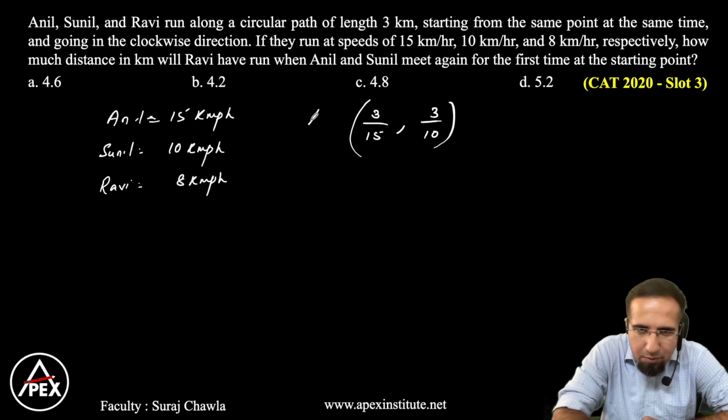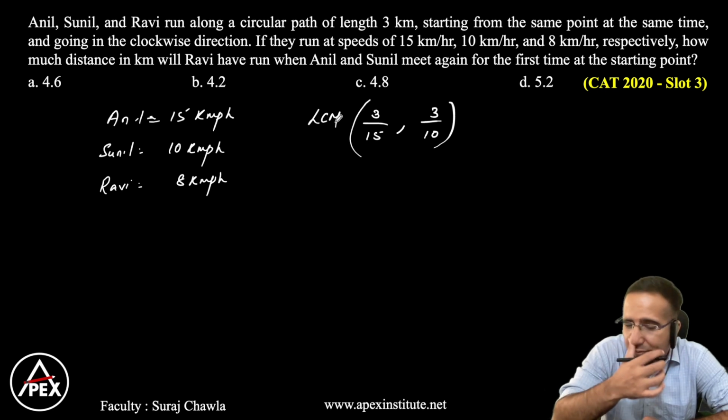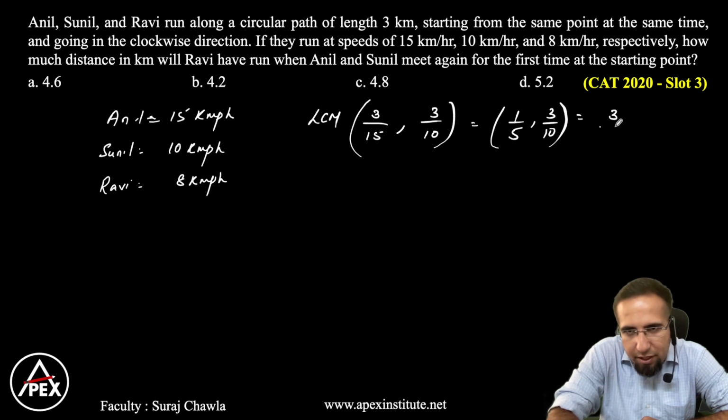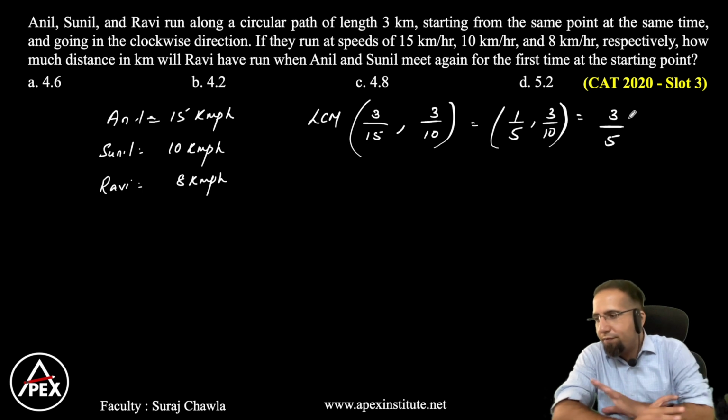Now we cannot take the LCM of this because the fractions should be in the most simplified form. So this can be further written as 1 by 5, comma 3 by 10. So the LCM of numerators is 3, and the HCF of denominators is 5. So they are meeting after 3/5 of an hour.